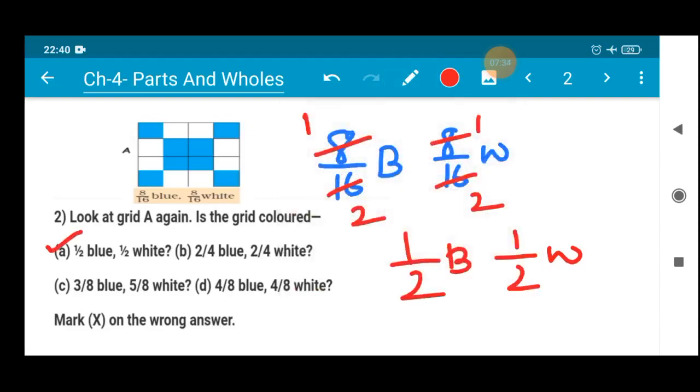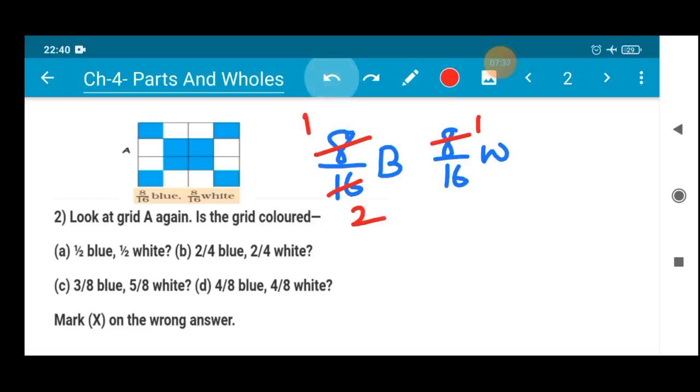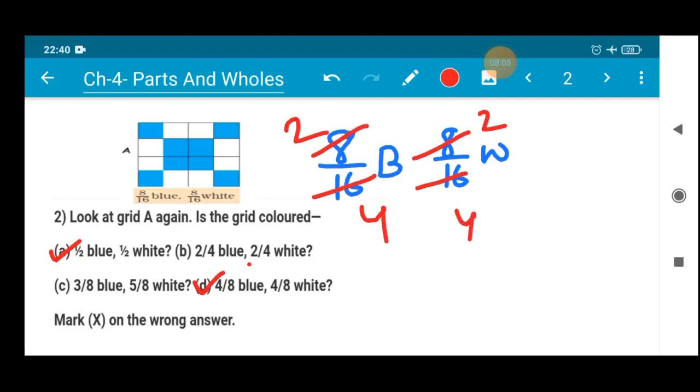Okay, if I change this, the option is still correct. I can also take it as 2 4s are 8, 2 8s are 16, 2 4s are 8, 2 8s are 16. So yes, 4 by 8 blue and 4 by 8 white is also the correct option. We are getting that, absolutely. So next, we can also cut like this. 4 2s are 8, 4 4s are 16, 4 2s are 8, 4 4s are 16. So 2 by 4 blue and 2 by 4 white is also the correct option.